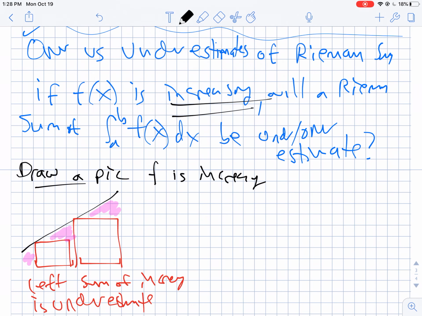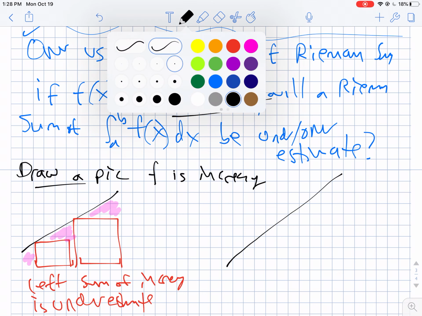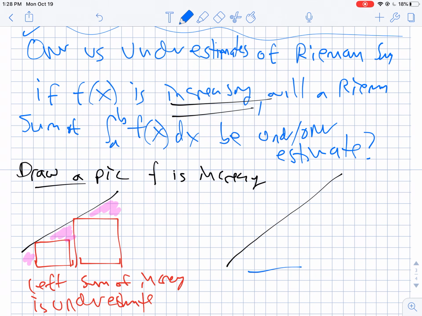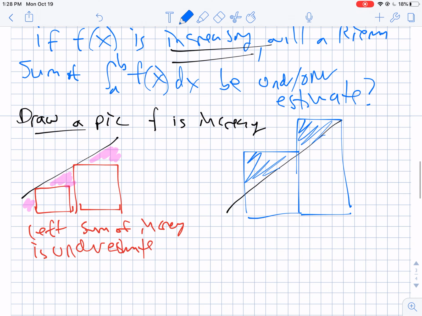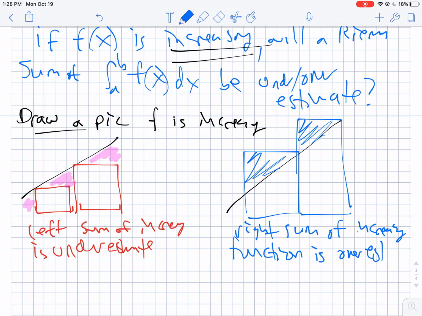And the opposite's going to be true on a right sum. So if I'm going up, if I, again, split this into intervals, and I use the height of the right endpoint, go over, use the height of the right endpoint, go over, we can see the opposite, right? It overcounts this area. So a right sum of an increasing function is an overestimate. It counts too much area. Now, this is not something I would ever memorize or spend time studying. I just draw a picture.